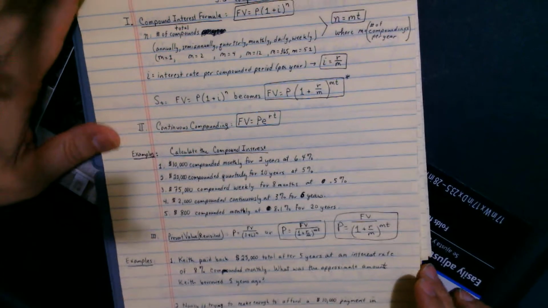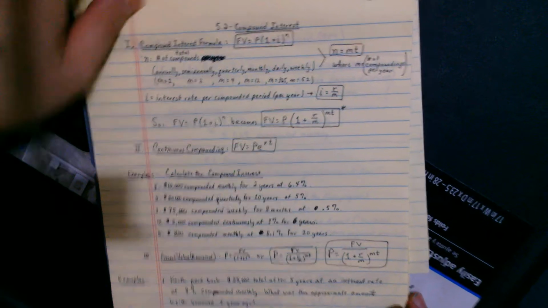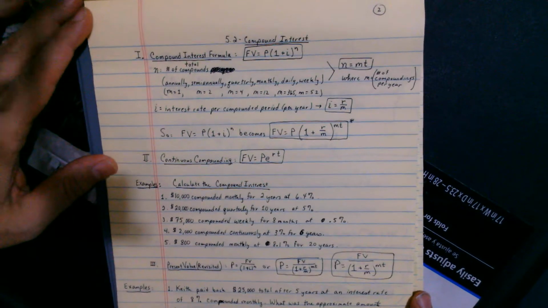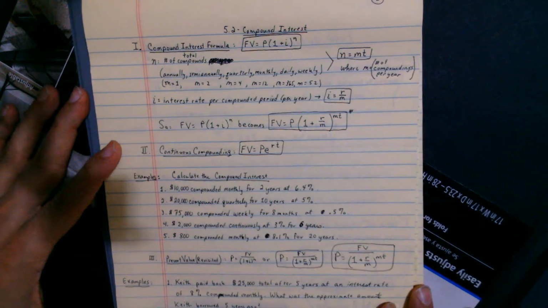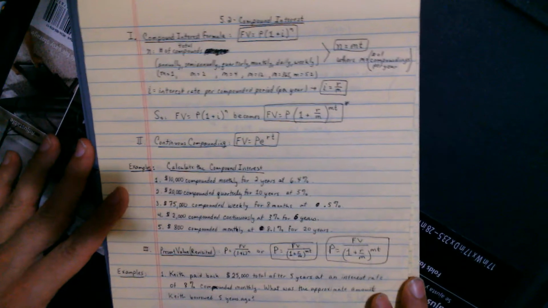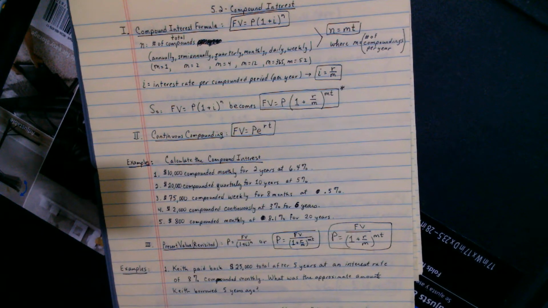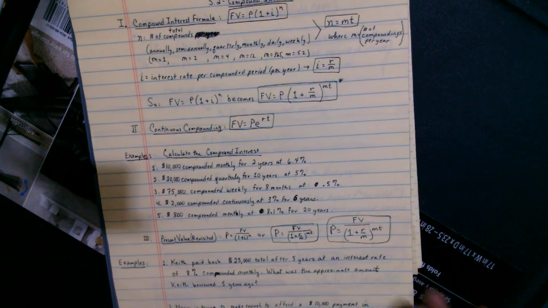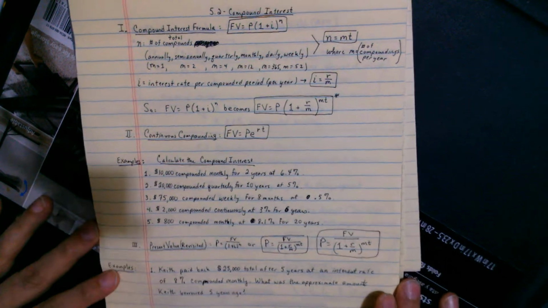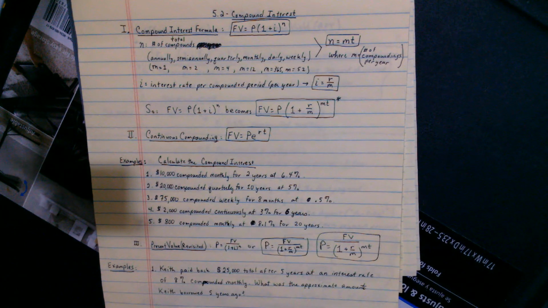Okay, now this is the beginning of 5.2, which would be the second page of my notes. I'm going to walk you through it and see what happens from there. We talked a little bit about simple interest in the previous video. Simple interest is when you charge interest one time. Compound interest is when you're charged multiple times on top of the interest you already paid.